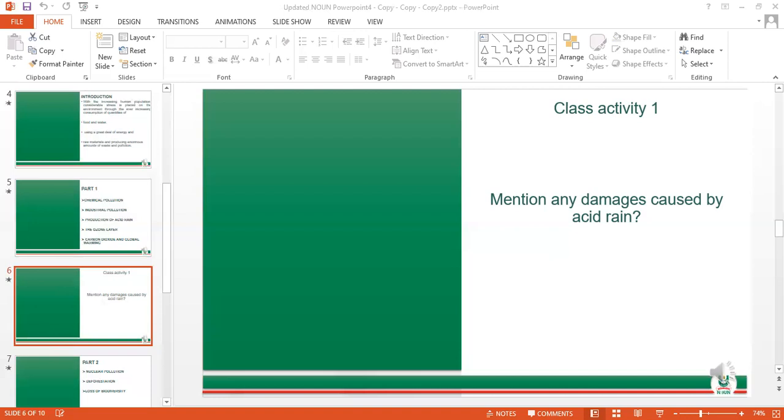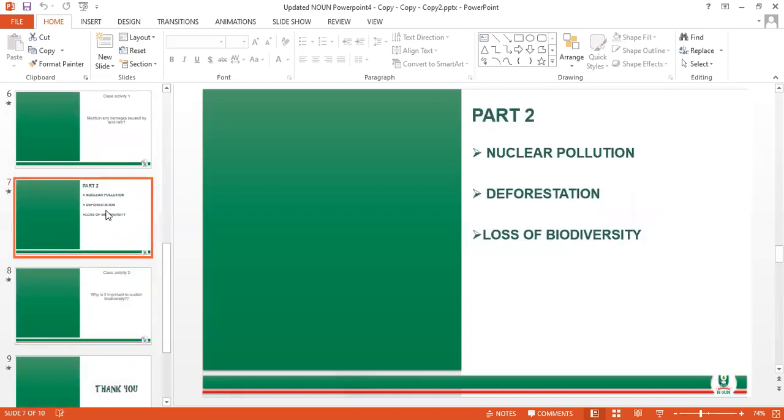All right, welcome back. We now want to move to other parts. We also listed 3 other activities that man has done to influence the environment. We're looking at nuclear pollution, deforestation, and loss of biodiversity.